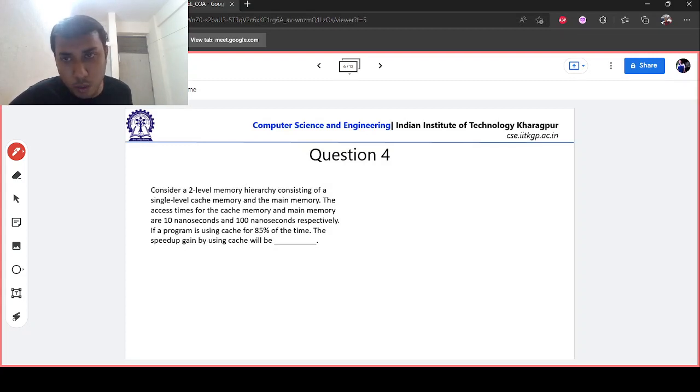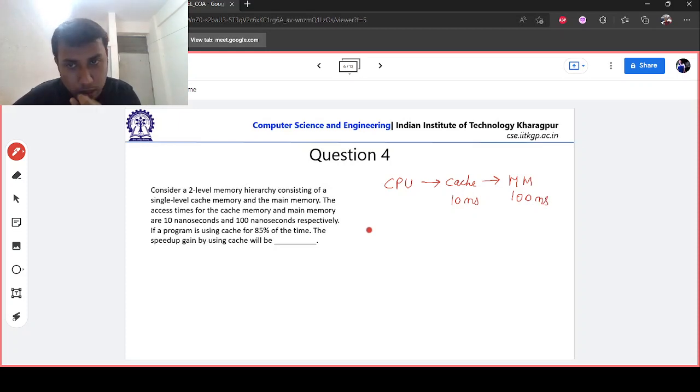This says that we have a two-level memory hierarchy consisting of a single level cache and a main memory. So we have a CPU, then we have cache, then we have main memory, right? So here it says that access time for cache memory is 10 nanoseconds, and access time for main memory is 100 nanoseconds.